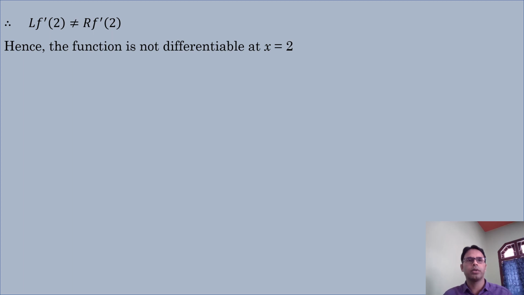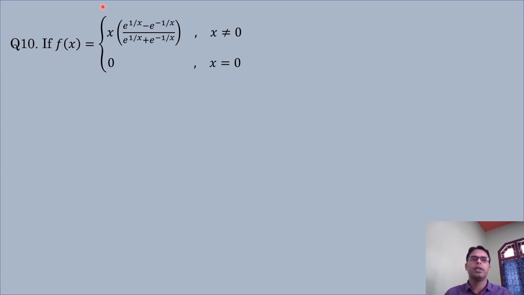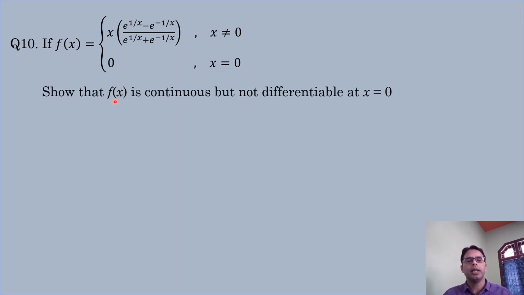Okay, so next we take another question, this one. If f(x) is equal to this function given, show that f(x) is continuous but not differentiable at x equal to 0. So continuous but not differentiable, there are two questions actually. So the continuity part means the left hand limit and right hand limit should be equal, and differentiability is the left hand derivative and right hand derivative should be unequal.